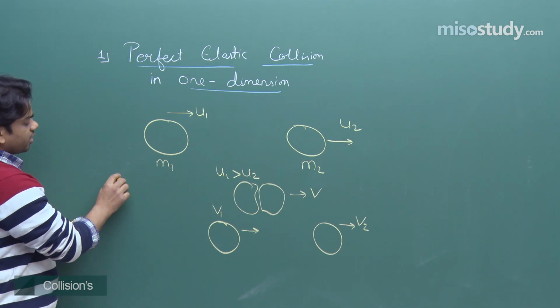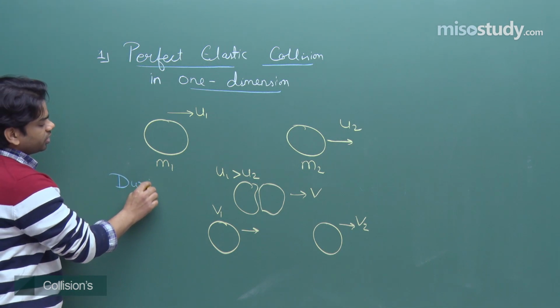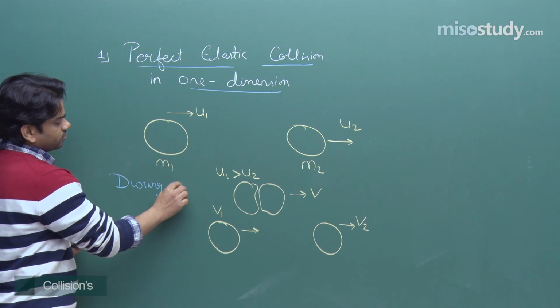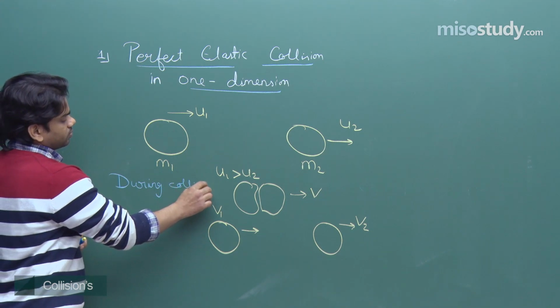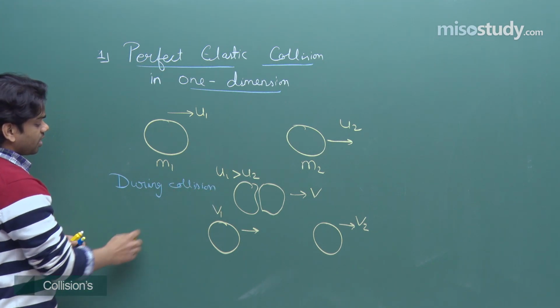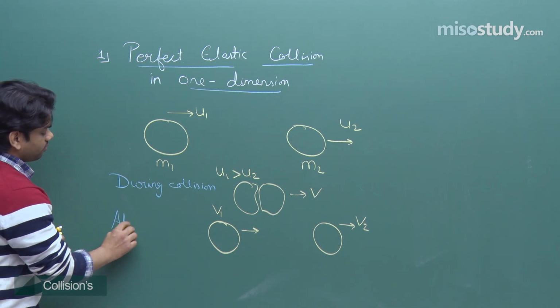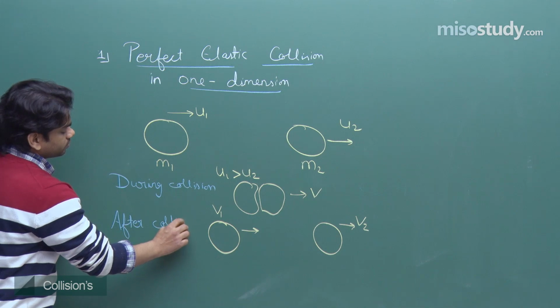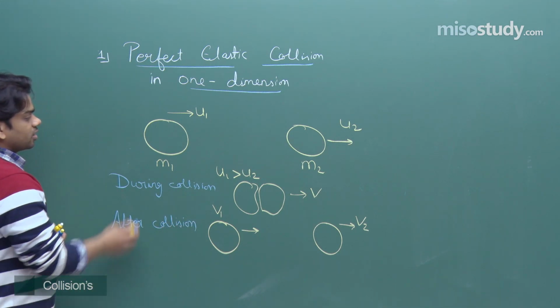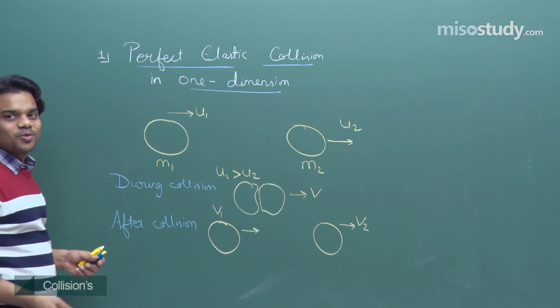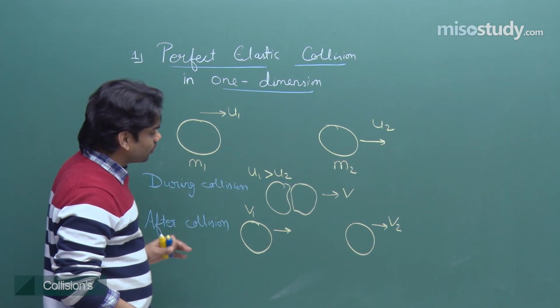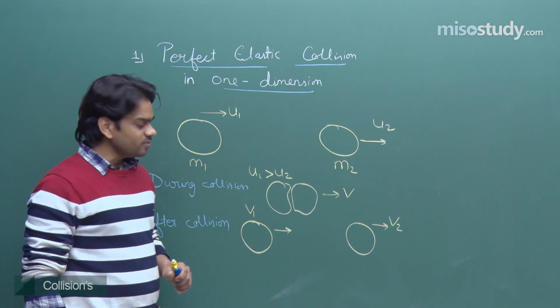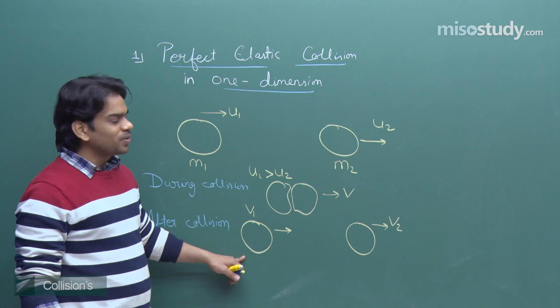Three instances I have drawn. This is during collision, and here we have after collision. And this was the initial case, before collision, when they were moving separately. After collision, they have the speeds v1 and v2.